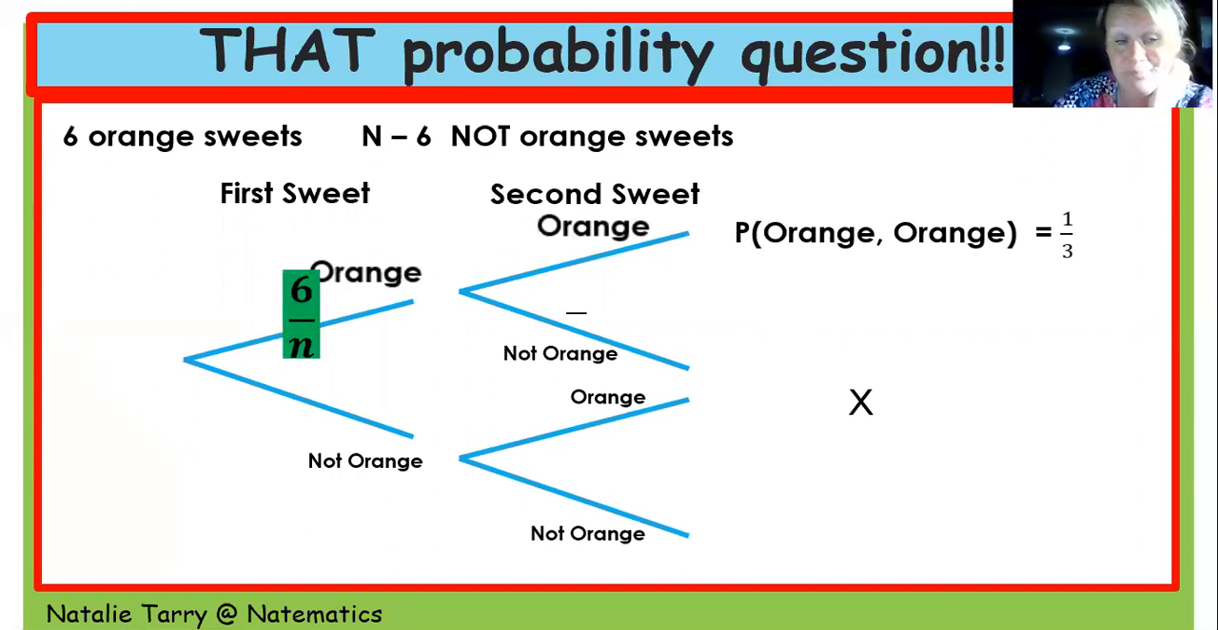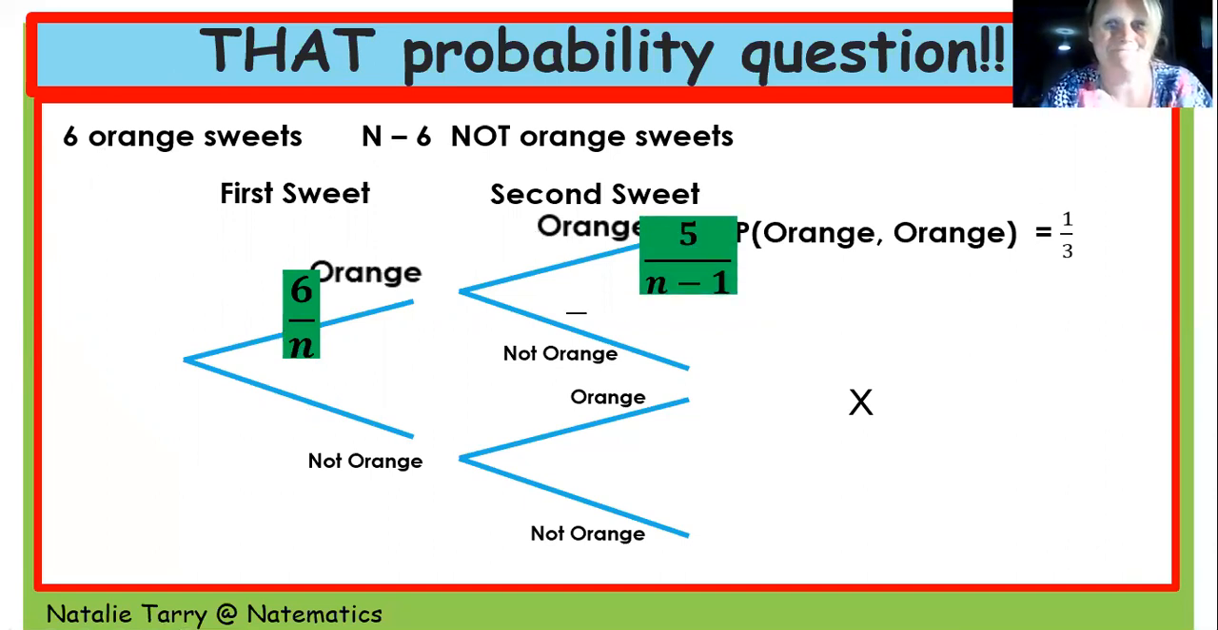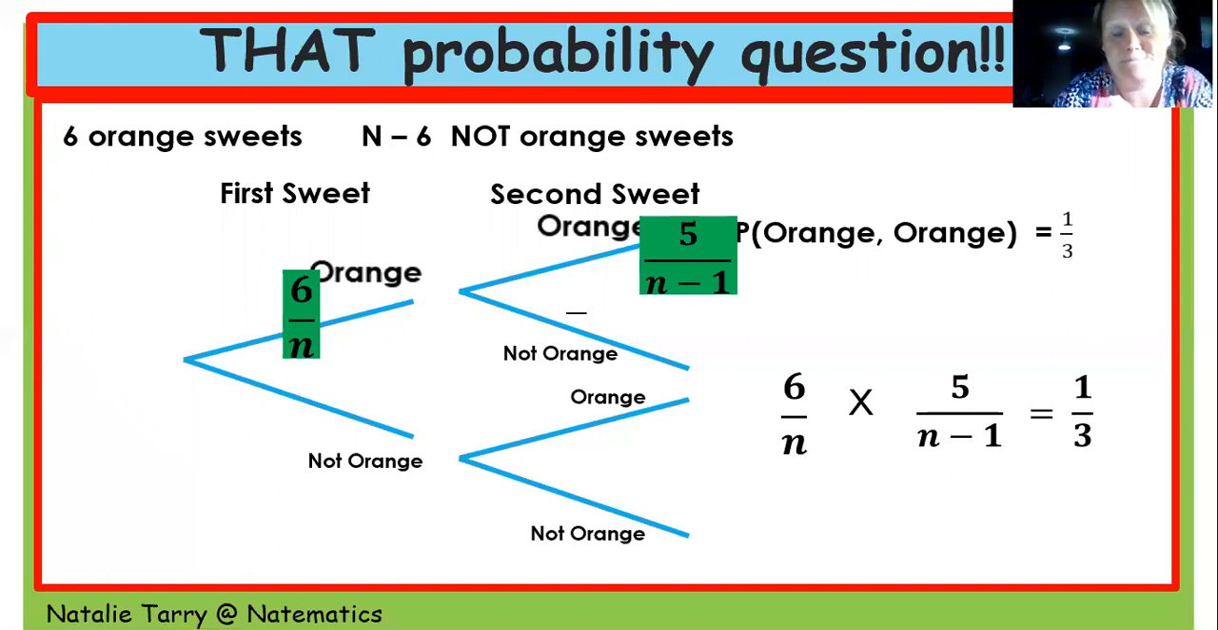Well, for orange, we know that there are 6 orange sweets out of a total of n sweets, because that's how many there are altogether. The second time around, we've already taken one of the oranges out because we went this way. So therefore, we have 5 orange sweets left out of a total of n minus 1, because there's already 1 sweet being taken out. And we do know that we multiply those 2 together, we get 1/3.